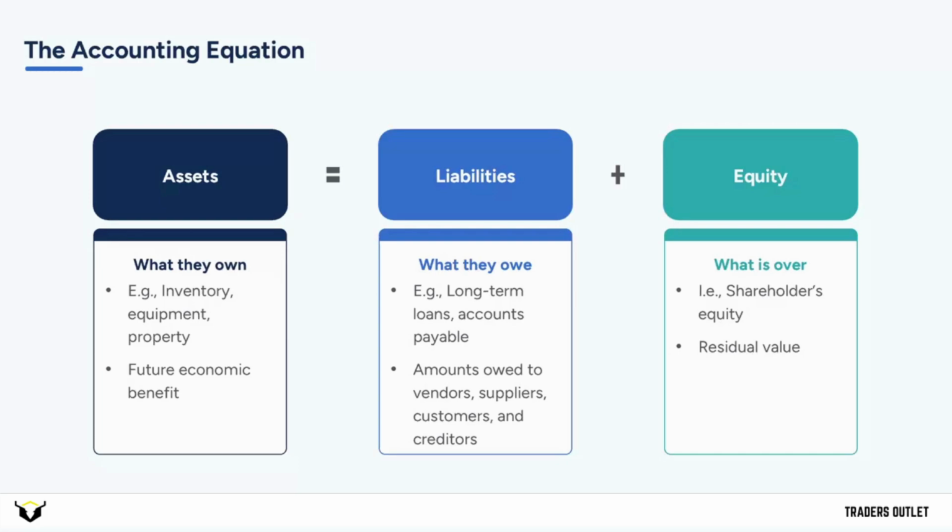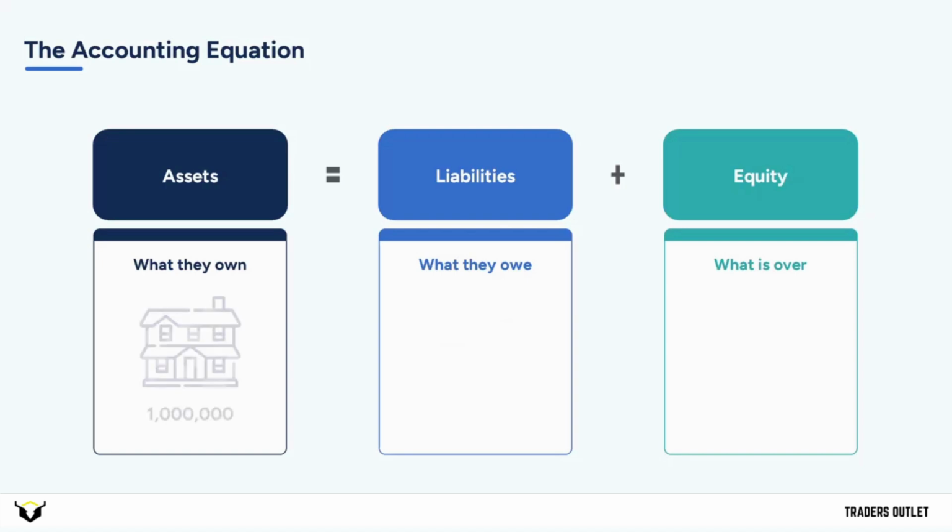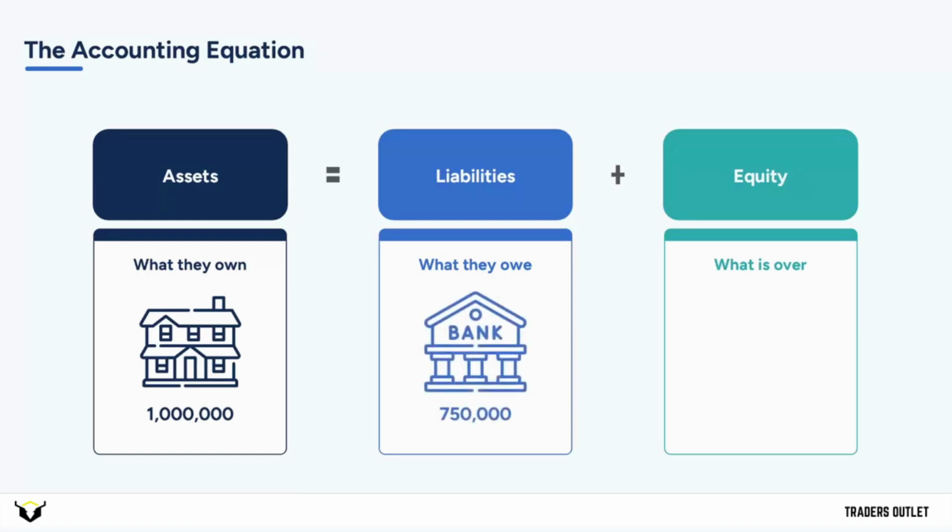Now let's look at owning a home to try and explain the accounting equation in a bit more detail. So let's imagine you have a home that's an asset that's valued at $1 million. But you also have an outstanding mortgage with a bank on your home for $750,000. So that's a liability. Your equity in your home would be the value of the home at $1 million, less the mortgage of $750,000, leaving you with equity of $250,000. In other words, if you sold your house and paid off the bank, you would be left with a residual value of $250,000.